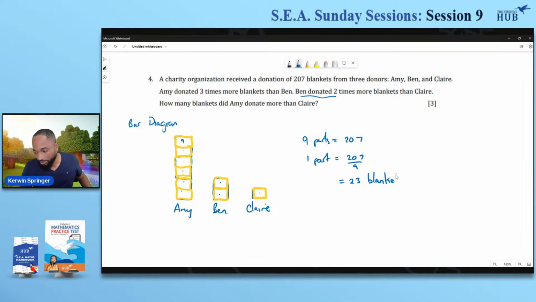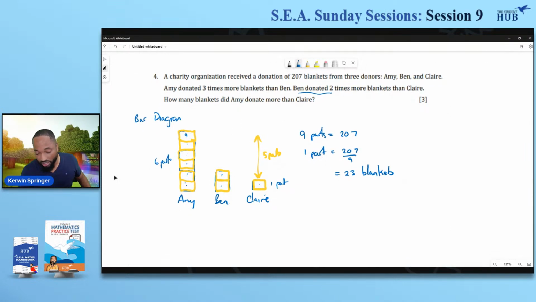What is the question asking again? How many blankets did Amy donate more than Claire? Well, Amy has 1, 2, 3, 4, 5, 6 parts. Claire has 1 part. They have a difference of 5 parts. You understand? Now you could also work out how much Amy gets. You could say 6 times 23 and then 1 times 23 and you subtract. Or you could just jump to 5 times 23. Because 5 times 23 makes sense.